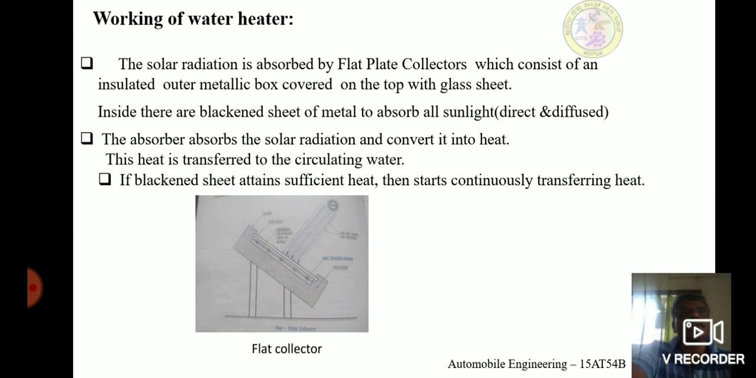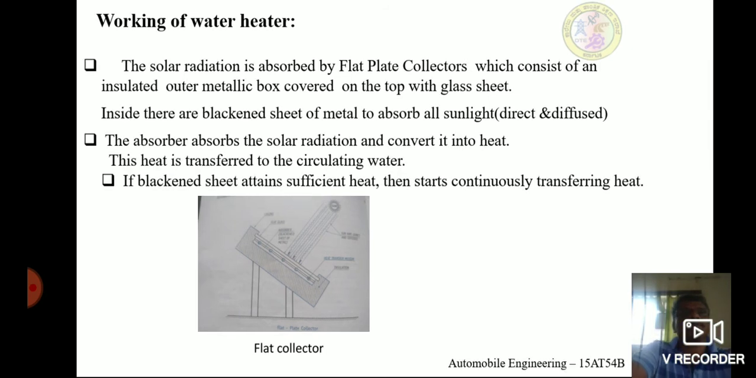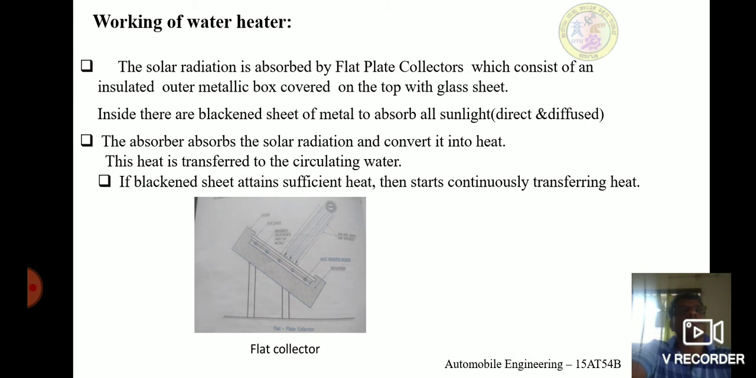The absorber, the collector, radiates and it converts into heat. This heat is transferred to the circulating water by conduction. Close contact is there. By conduction it flows to the cold water. Once the blackened sheet attains sufficient heat, then you can see there is a continuous flow of hot water. So continuously for a longer period you can get hot water. So this is the working of the water heater. It's very simple.